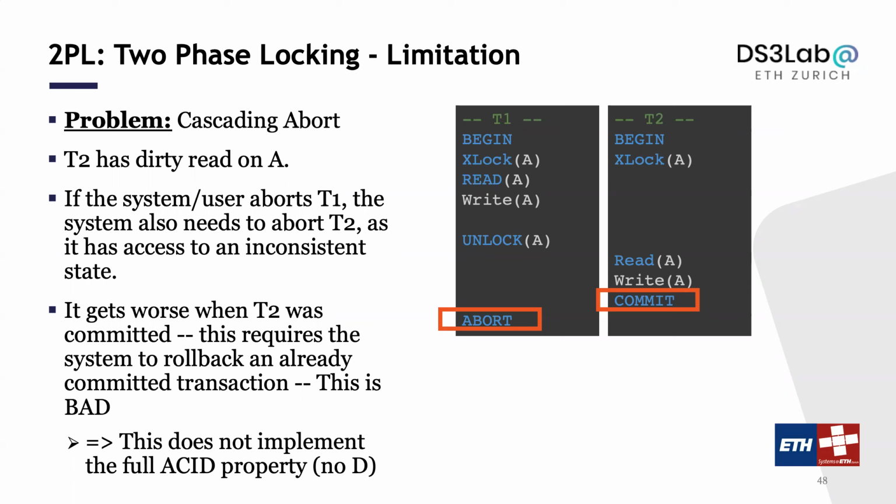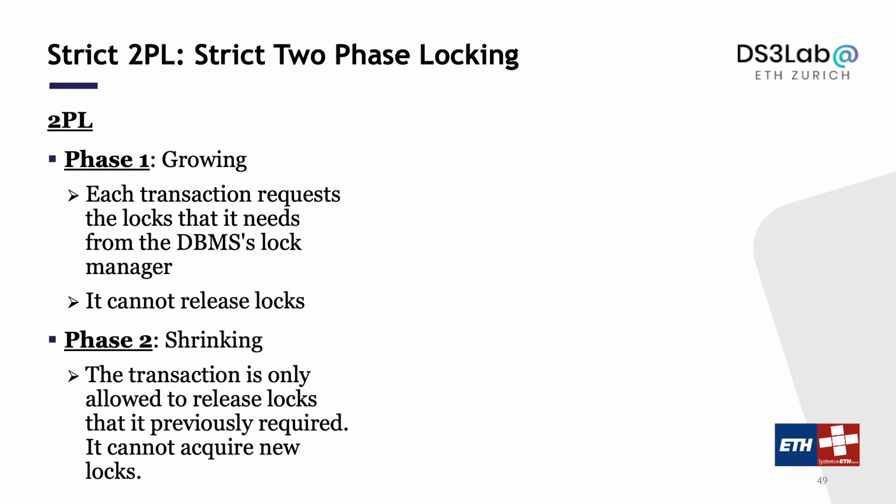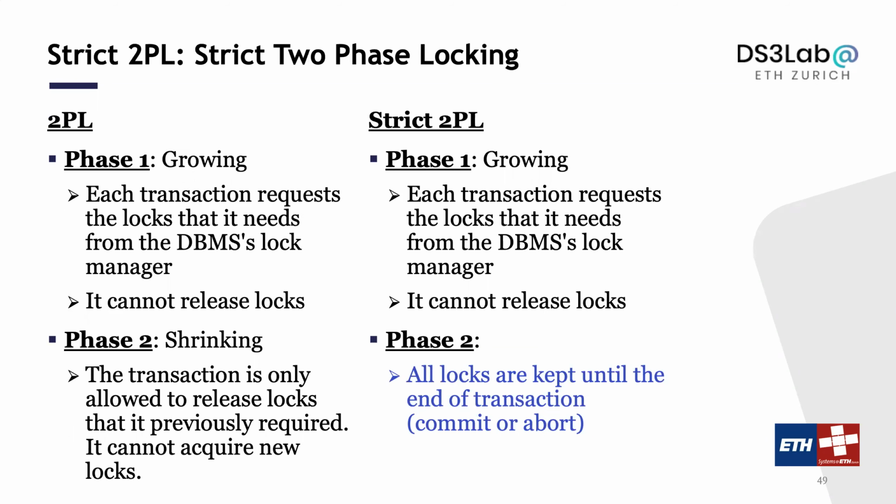This actually causes a pretty big problem, because I cannot implement all four properties that I want from a transaction, since I cannot have durability. Even though I tell you T2 committed, tomorrow I get back to you and say, I need to abort that, sorry, because some other transaction aborted. That is a violation of durability, so we don't want that. We need to do something to improve two-phase locking, and one way to do that is something called strict two-phase locking. It's very similar to two-phase locking, but with a very small twist.